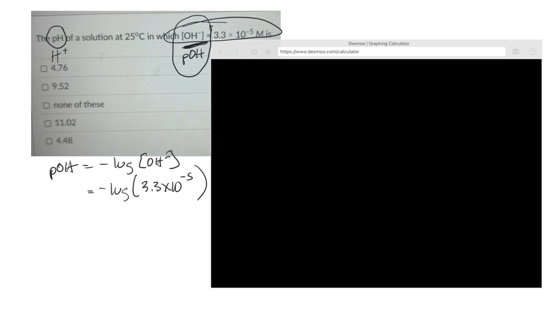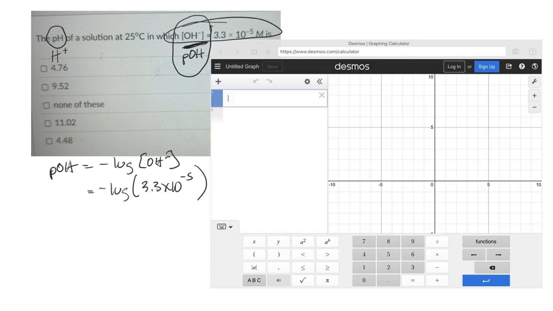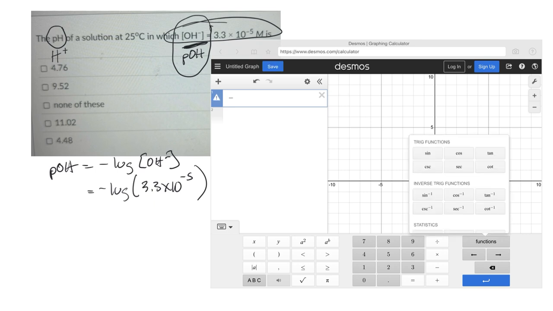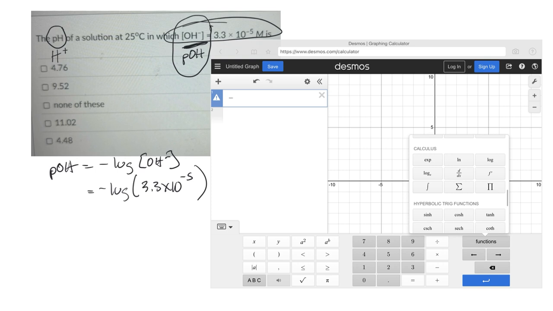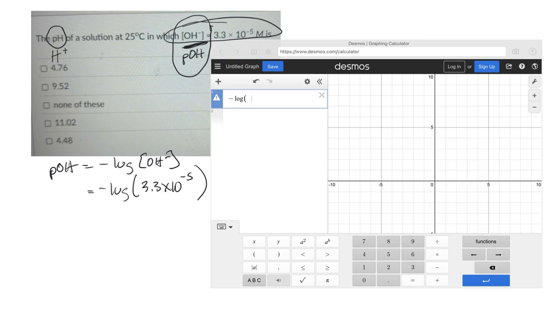Let's see what that comes out to. So negative log of 3.3 times 10 to the minus 5. So 4.4814. That'll be my pOH.